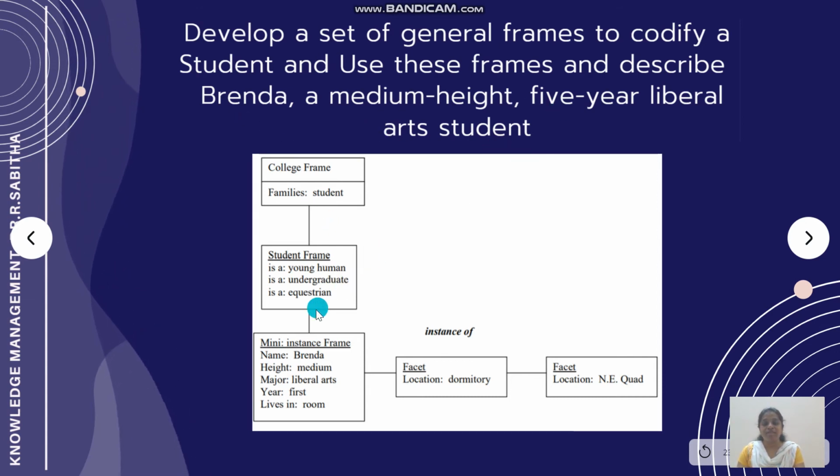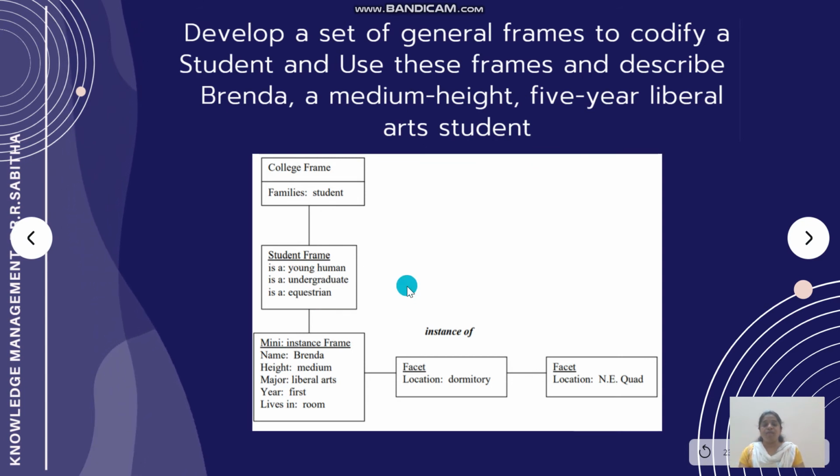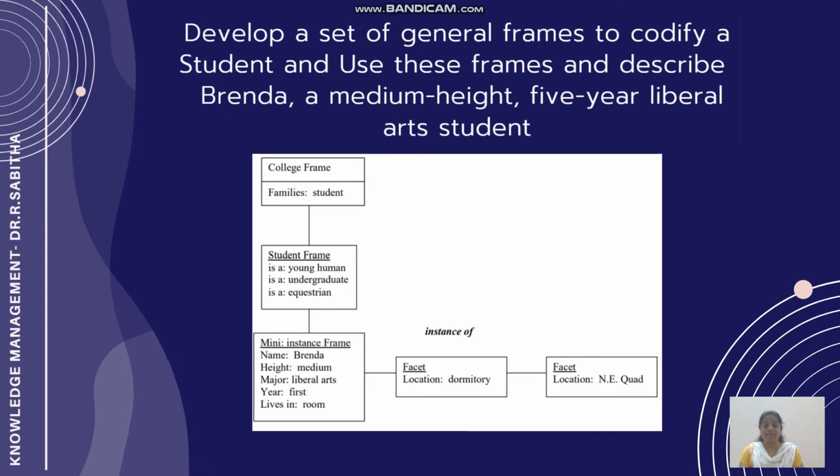Okay, so from this frame you can understand what kind of slots and facet values Brenda should possess in order for her information to be codified. We will see one more example also.